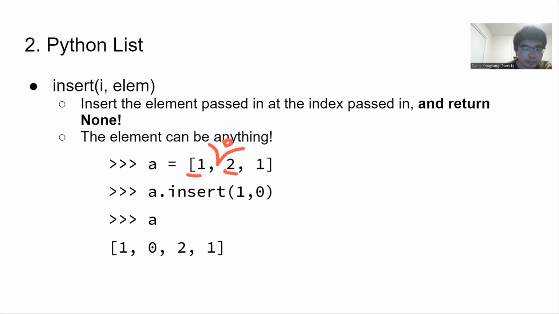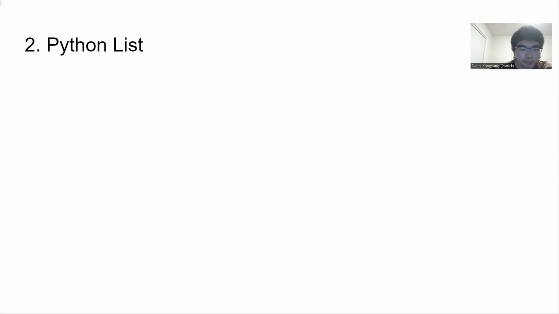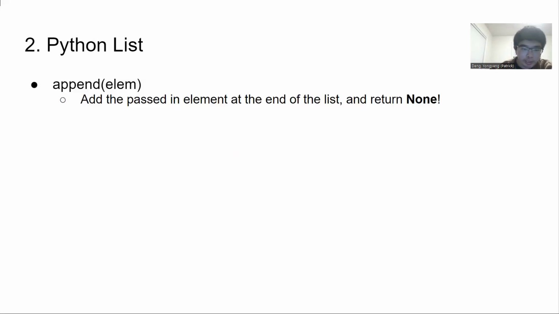And for insert, what about adding something at the end of the list? For here, we have 2 methods. One is called append, and one is called extend. So we will talk about append first. For append, we add the passed in element at the end of the list, and it also returns none. And the element can be anything. As I said, it can be an integer, it can be a string, or it can be a list.